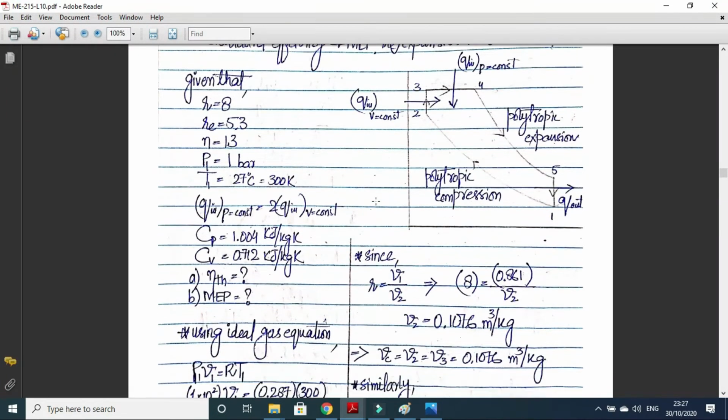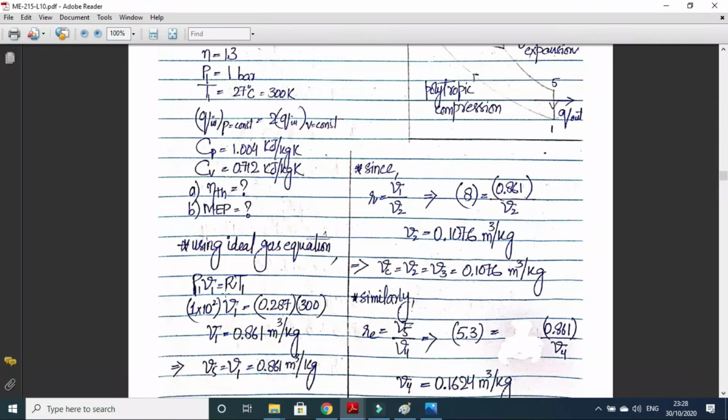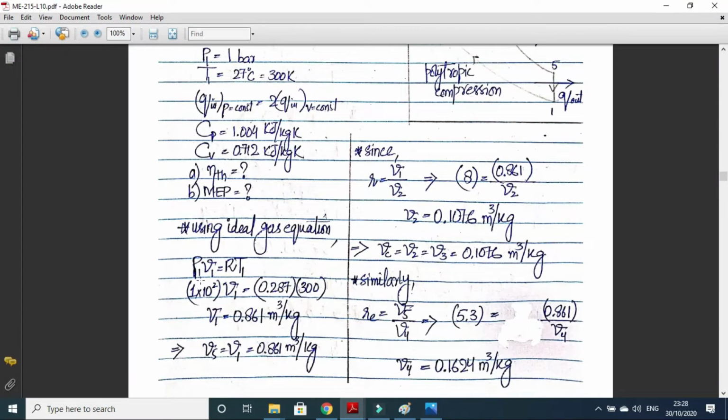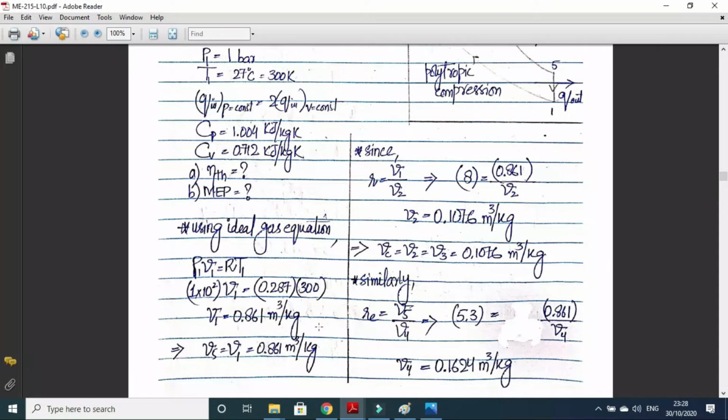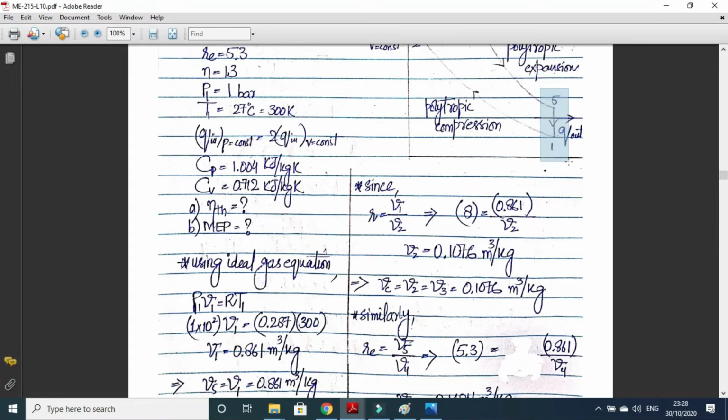So let's start solving this numerical. So using ideal gas equation, P1 V1 is equal to RT1. Pressure is 1 bar is given, so we need to put pressure in kilopascal, so it will be 1 exponent 2, that is 100, because R is in kilojoules, that is why we need to put pressure in kilopascal. So 1 exponent 2 multiplied by V1, 0.287 is R, temperature is 300 Kelvin, so we can calculate V1, and V1 is equal to V5. Compression ratio is given, V1 we just calculated, so we can calculate V2.